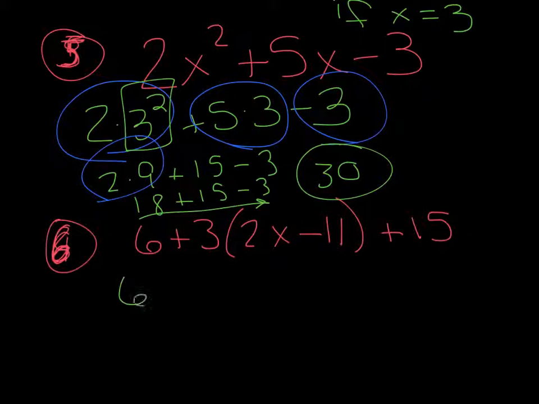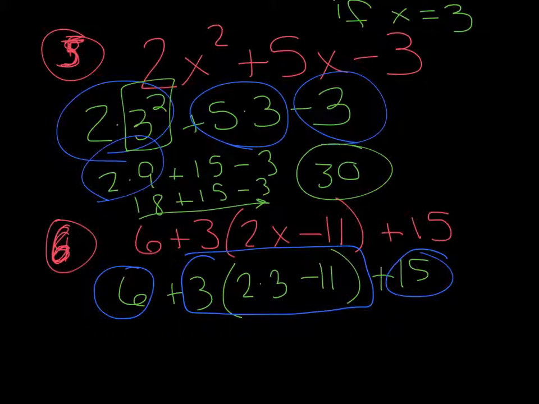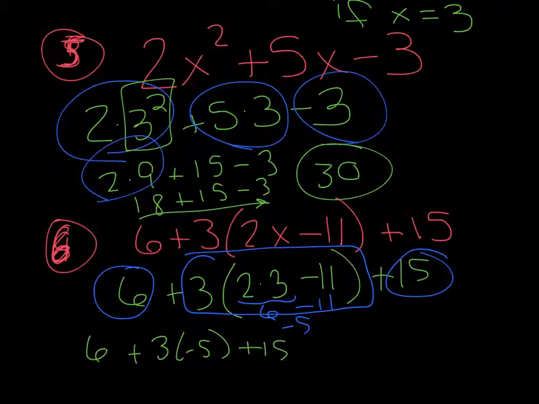The next one would be 6 plus 3 parentheses, 2 times 3 minus 11, and then plus 15. So if I am looking at my order of operations, all of this would be one term. And then inside of here, that would be a 6 minus 11, and 6 take away 11 is actually negative 5. So that's going to leave me with 6 plus 3 times negative 5 plus 15, which is 6 plus negative 15 plus 15, and guess what? These guys cancel out, so my final answer here is just 6.